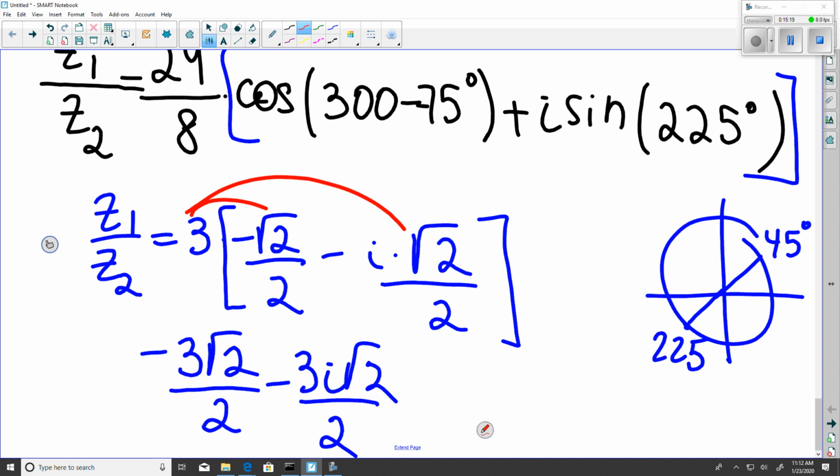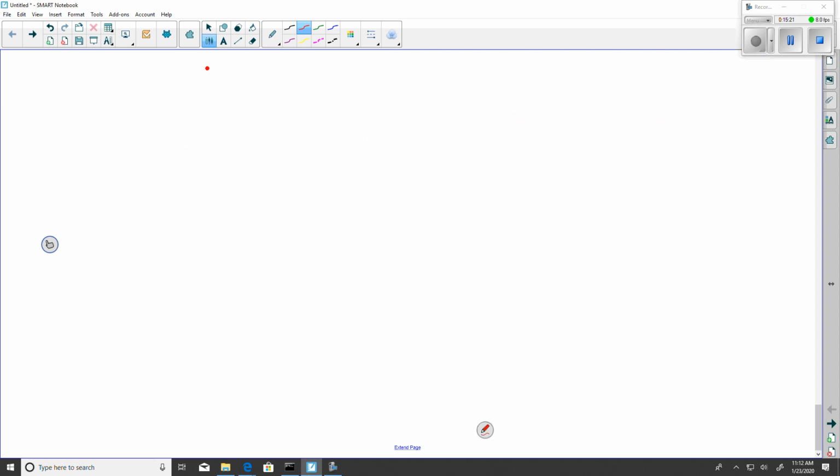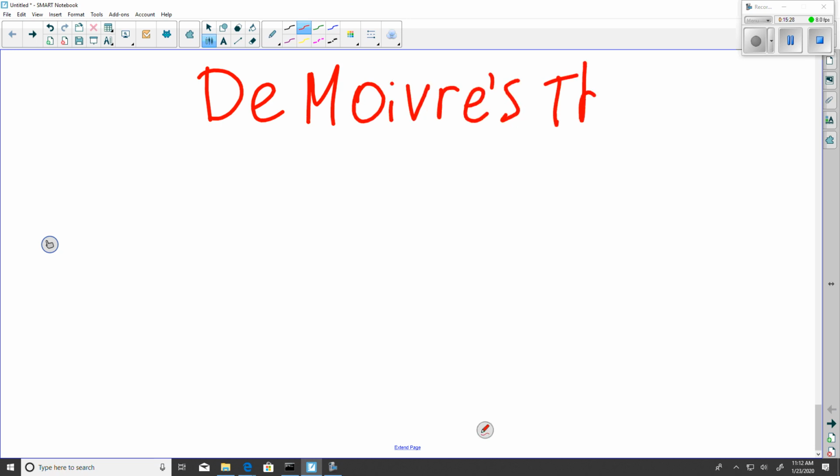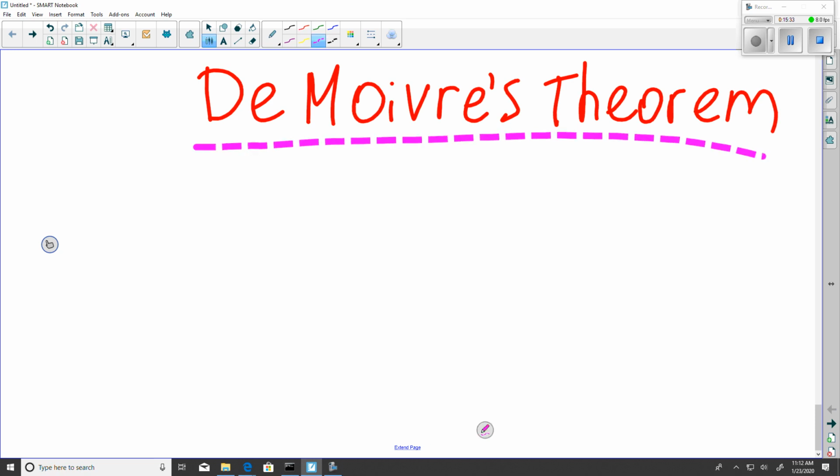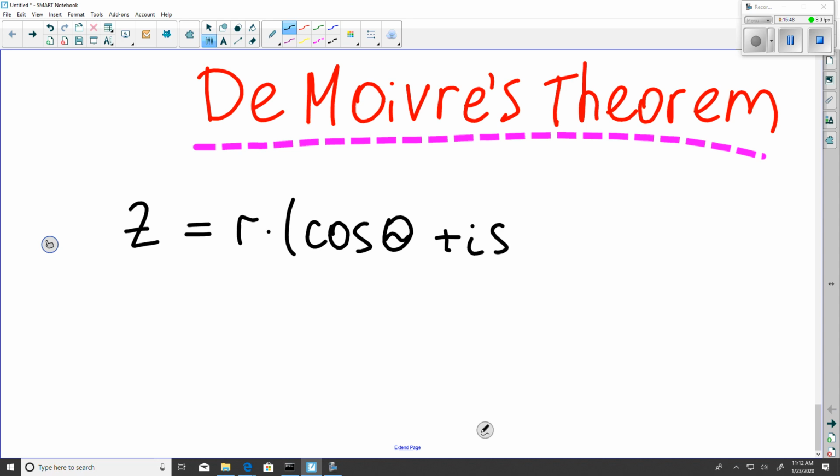DeMoivre's Theorem. Not sure if I pronounce it correctly. That's a French mathematician. DeMoivre's Theorem is about raising a complex number to a power. Given z in the same form, r times cosine theta plus i sine theta, I would like to raise z to the power of n.